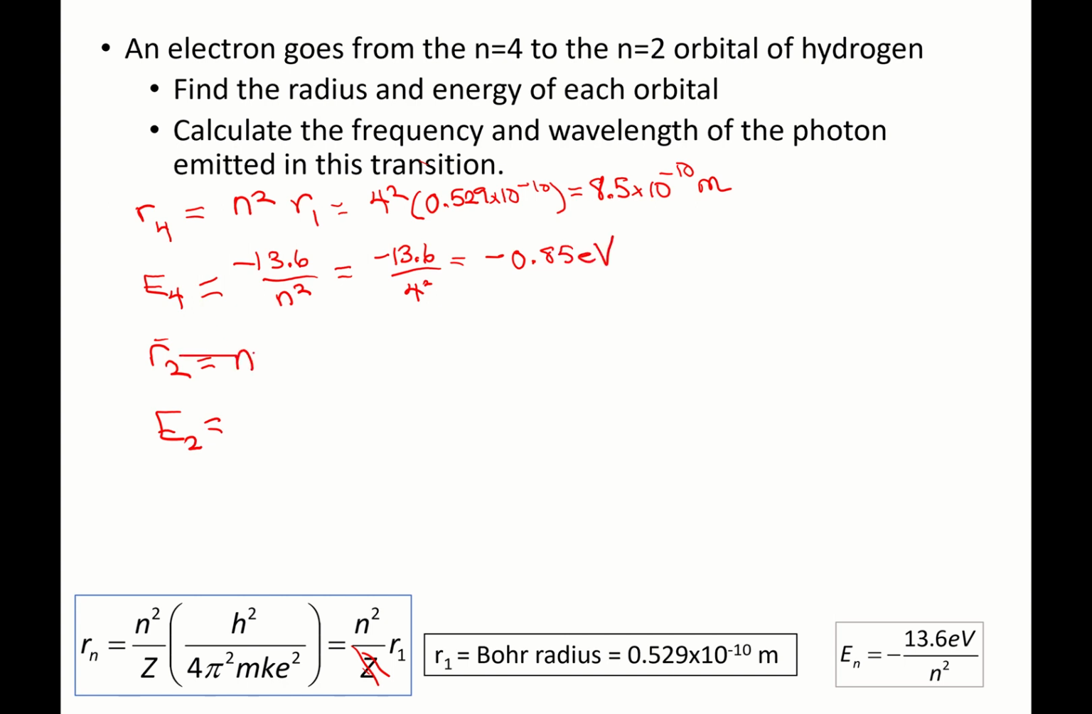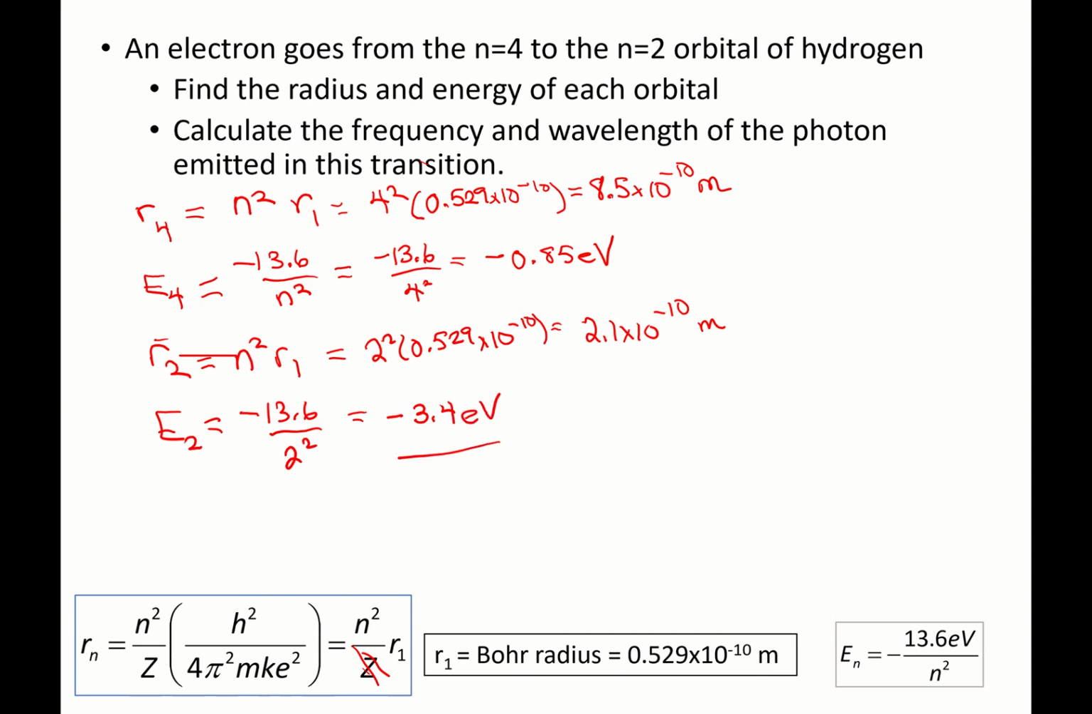Do the similar thing for the radius and the energy of the second orbit, n equals 2. So we're going to get 2 squared times the Bohr radius, which is going to give us just 2.1 times 10 to the minus 10 meters. And the energy is going to be just minus 13.6 over 2 squared, which is going to be negative 3.4 electron volts.